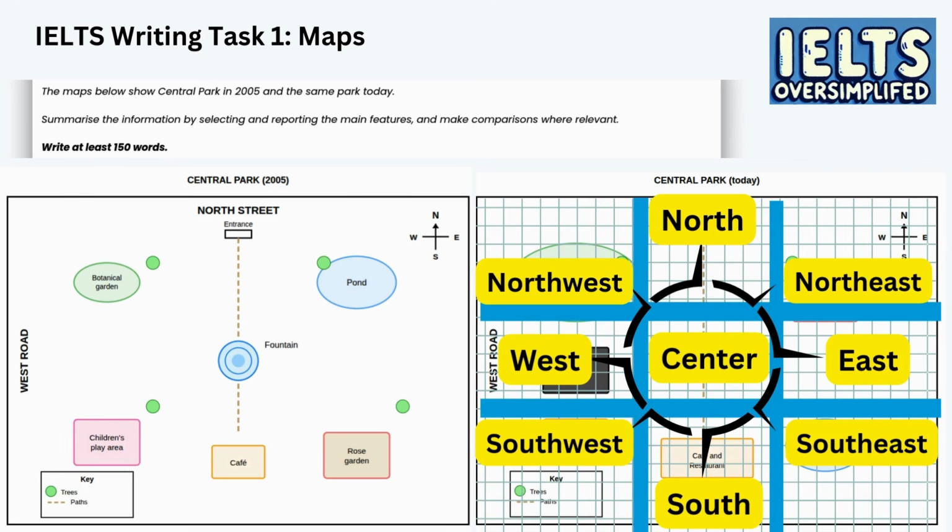Now that you know how to describe locations, let's identify all the features in both maps. In 2005, we have a botanical garden in the northwest, an entrance in the north, a pond in the northeast, a fountain in the center, a children's play area in the southwest, a small cafe in the south, and a rose garden in the southeast. Memorize these directions before moving on. Pause here if you need to write them down.